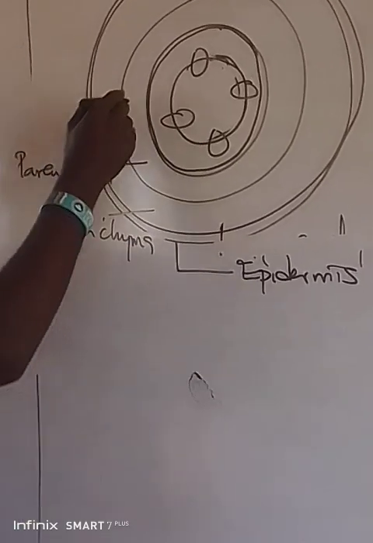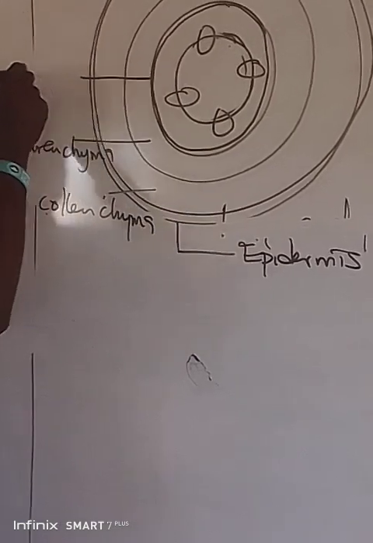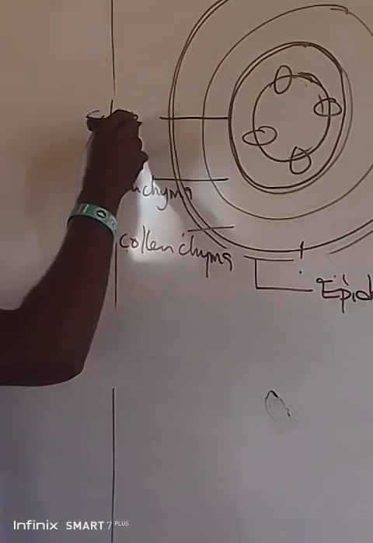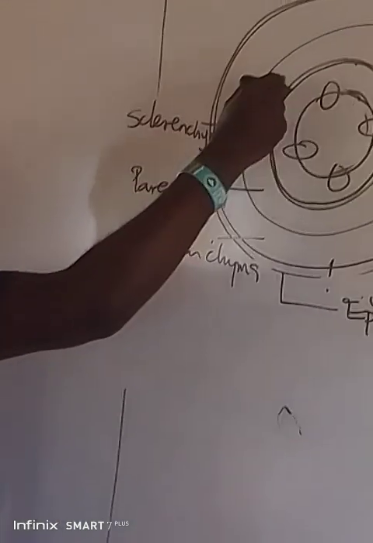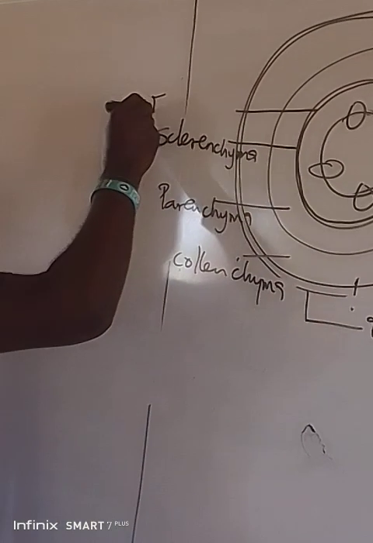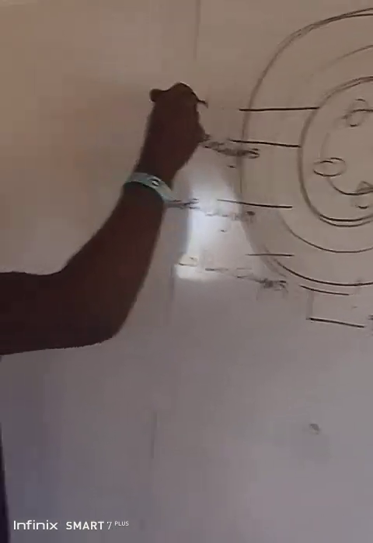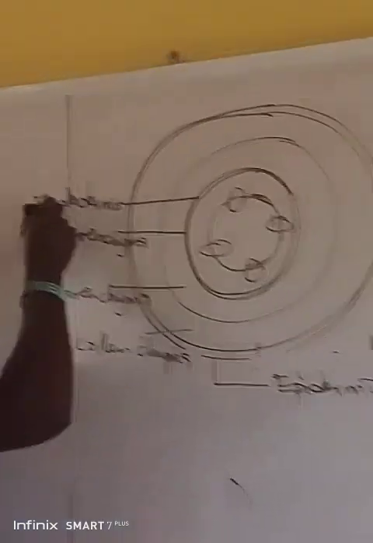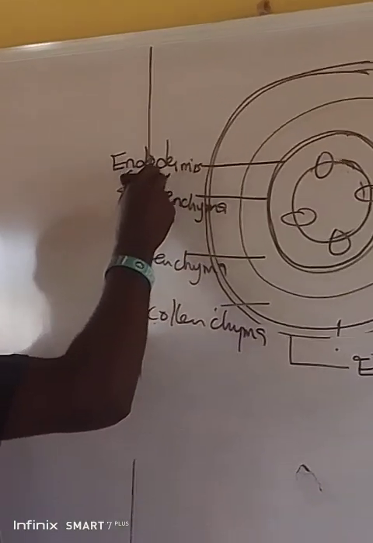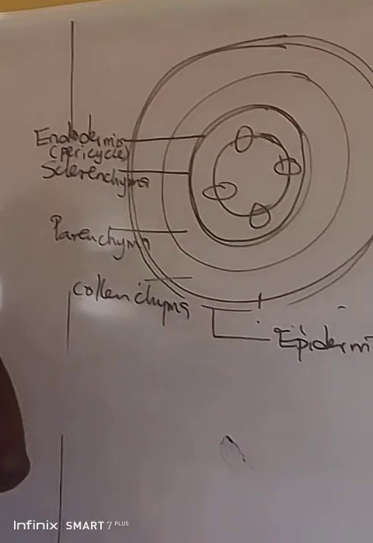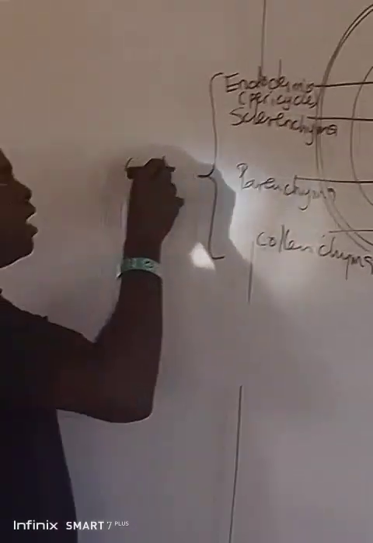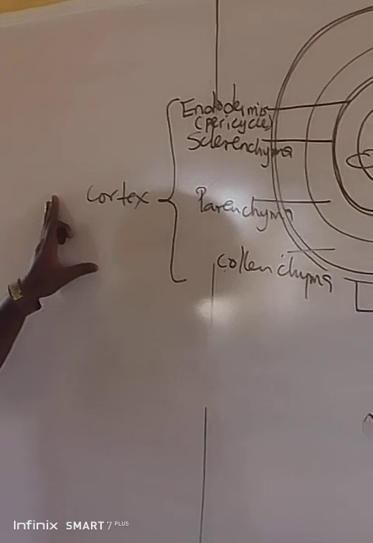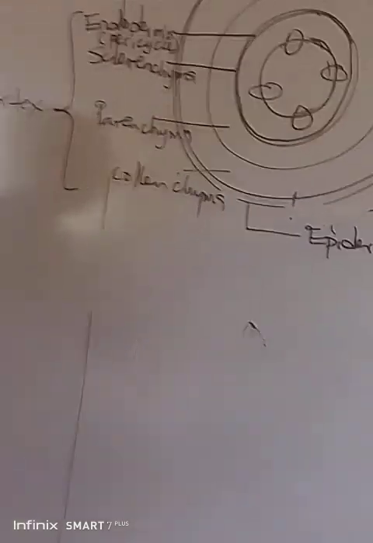After the parenchyma, we have the what? Sclerenchyma. After sclerenchyma, inside, you have endodermis, which is also known as what? Pericycle. Then everything here now constitutes what? Cortex. And cortex means what? Outer cylinder. Are we together?